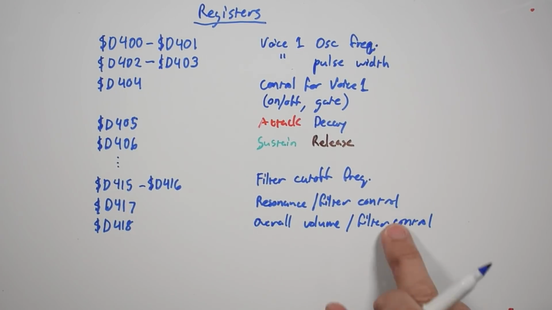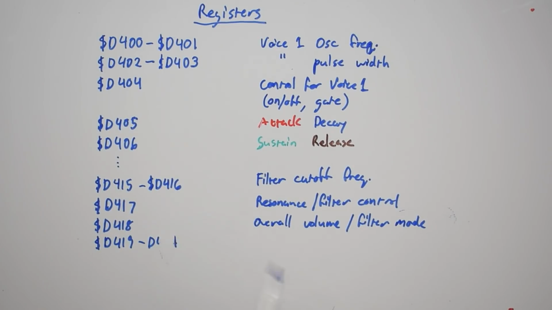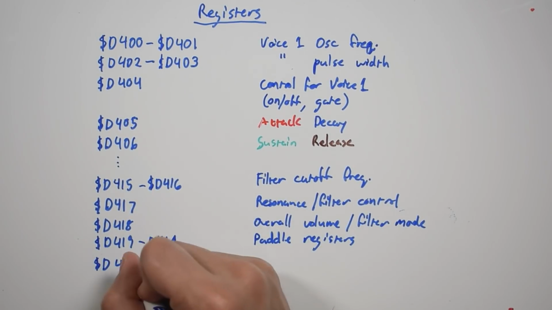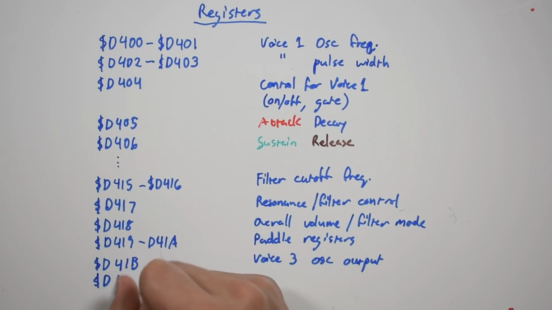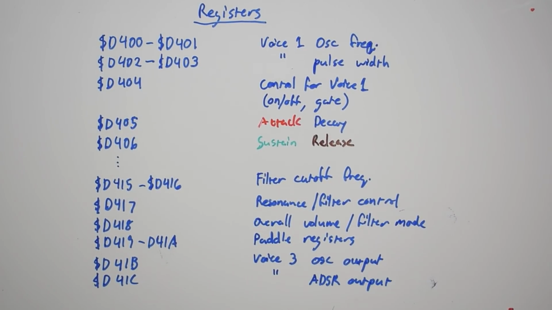D418 allows us to adjust the overall volume of the SID and also set the filtering mode. After the filter mode, we have the paddle registers. And finally, voice 3's oscillator output and its ADSR output.